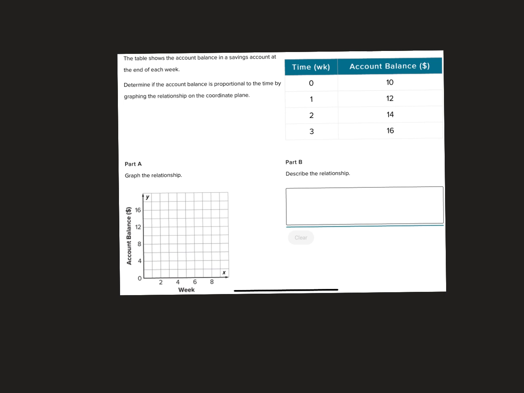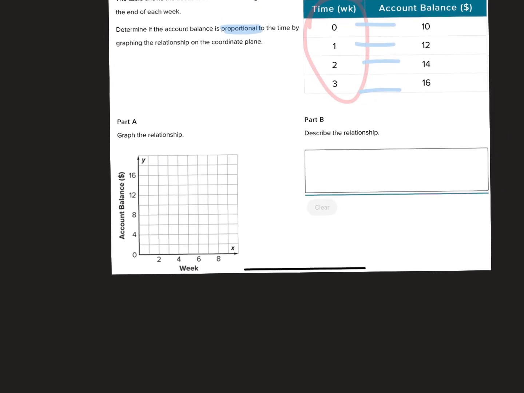We have the time measured in weeks, and for each week, the account balance. Now, the key word in here is proportional, which means: does it go up by the same amount? Does it have the same growth every single time? Well, let's go over here and graph that.